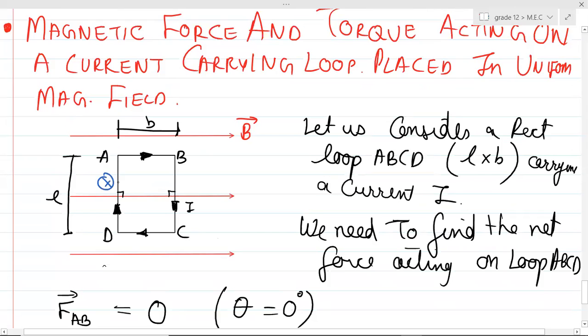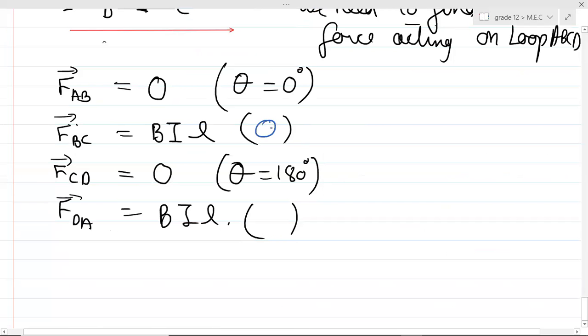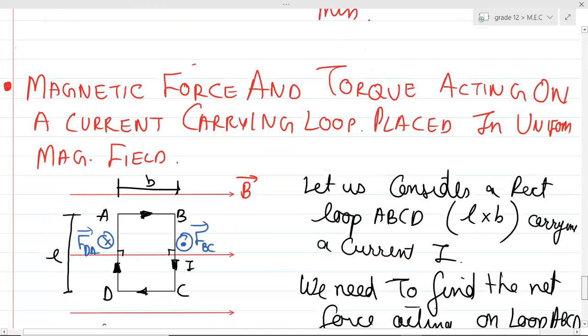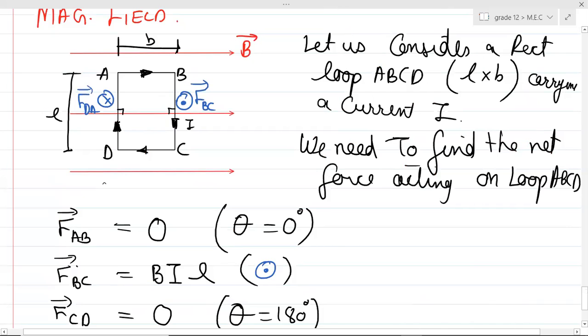The force on BC will be towards the right. Wrong. For BC, the current is going down, the magnetic field is towards the right, so the force will be coming out. So the force on BC will be coming out of the plane and the force on AD, or DA, will be going into the plane. So this is basically your example one.